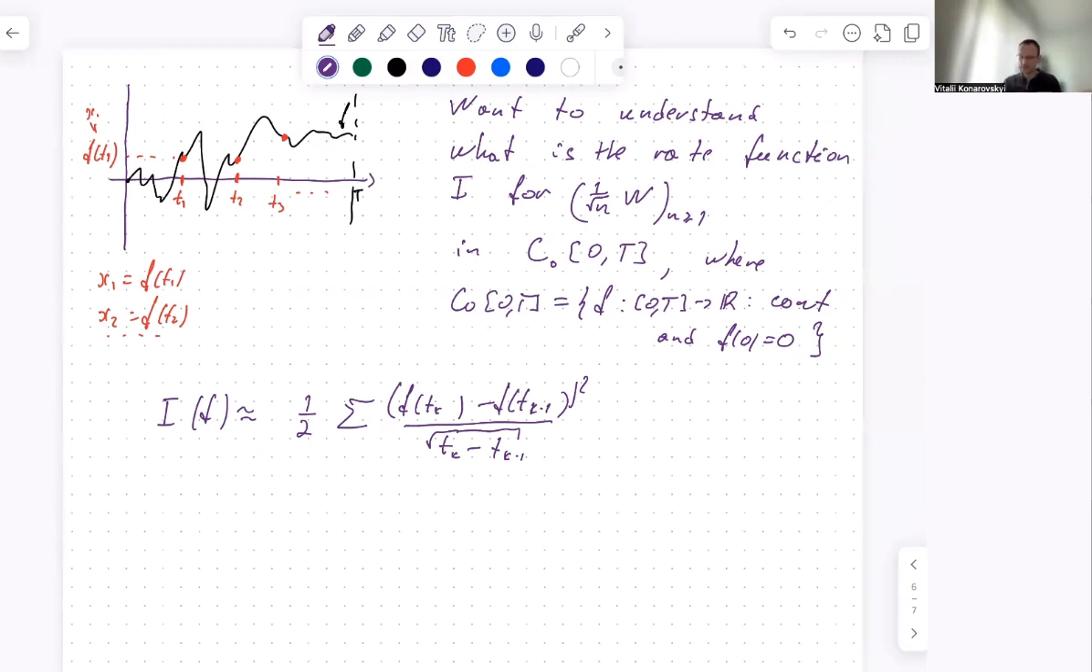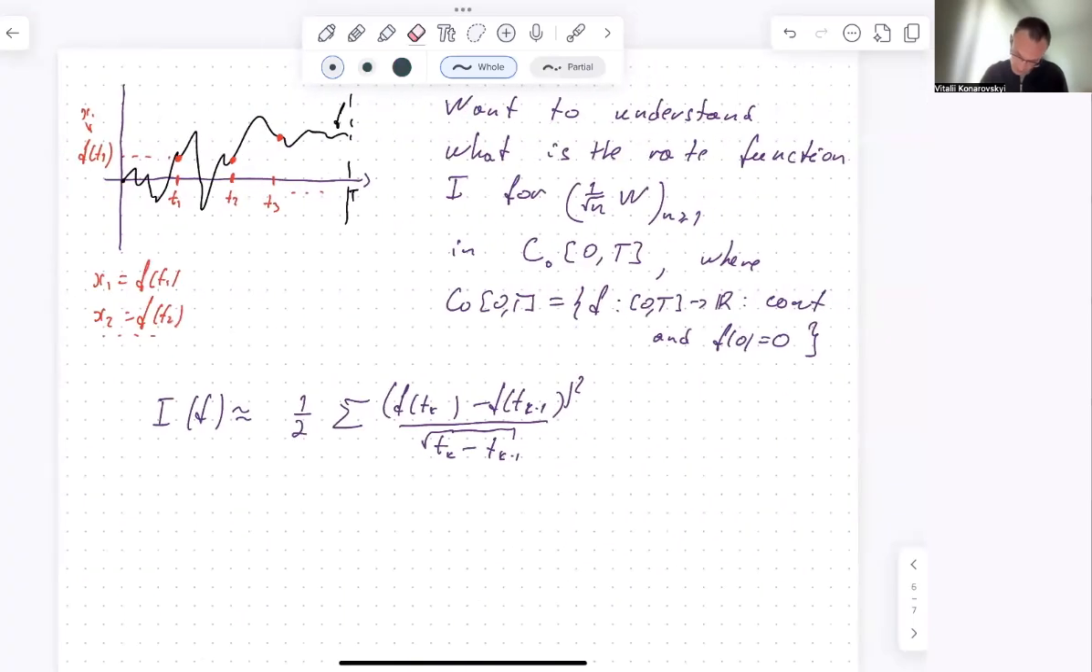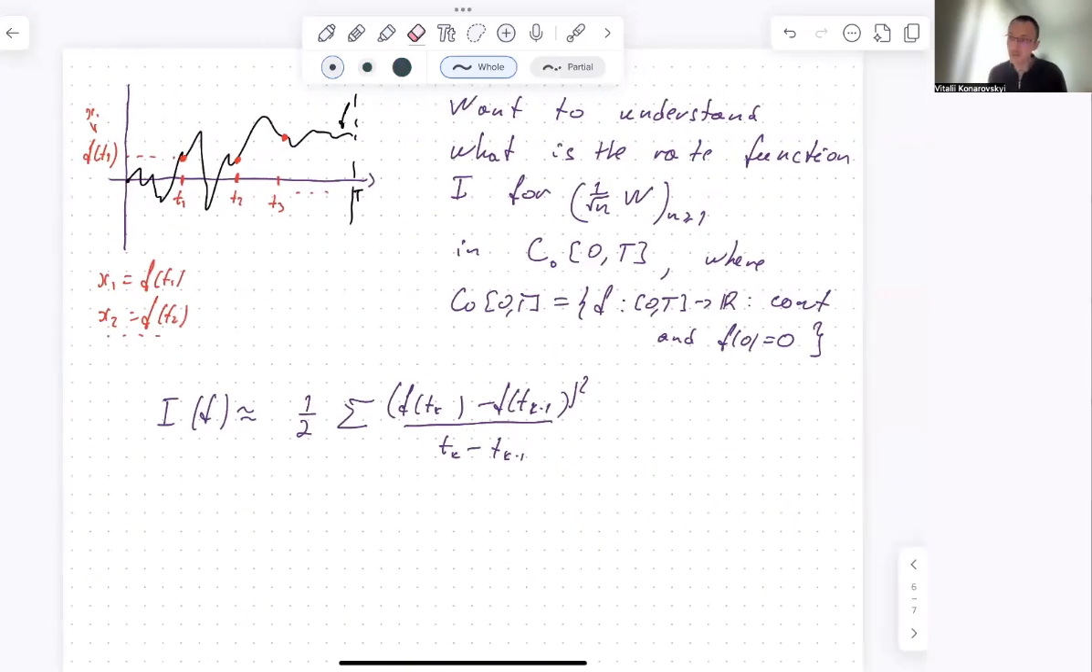Please wait a second. We don't need the square root of t_k minus t_{k-1}. It should be just t_k minus t_{k-1}. Let me check. It has to be that.